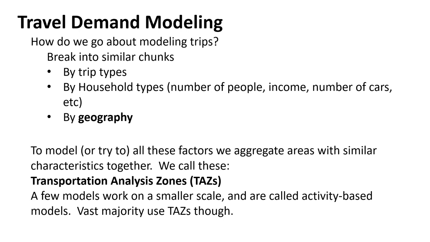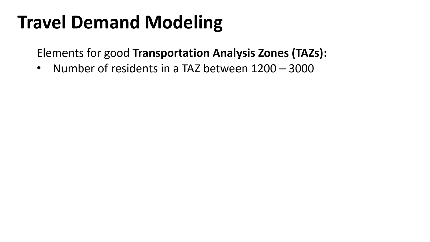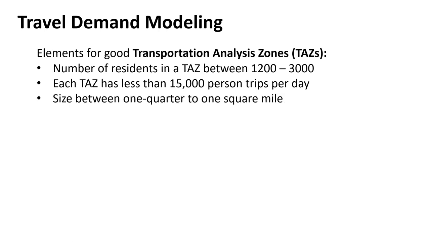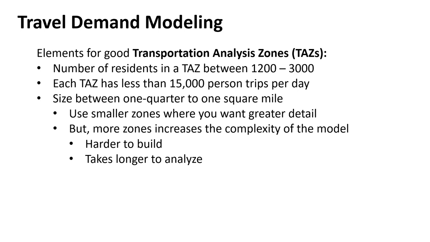We start with geography, and we do our transportation analysis zones, our TAZs. And we're just going to split those up. What makes a good TAZ? We don't want too many people in it. So between 1,200 and 3,000 would be the number of residents in there. You want less than 15,000 trips a day, otherwise it kind of becomes unwieldy. A quarter to a square mile works really well. I guess in very rural zones, we could use much larger ones.